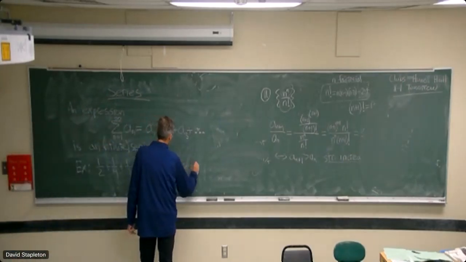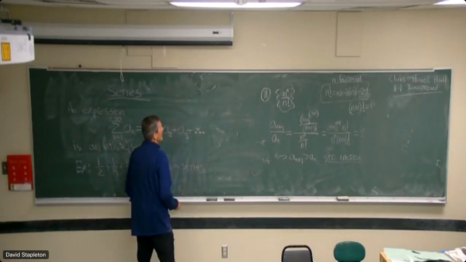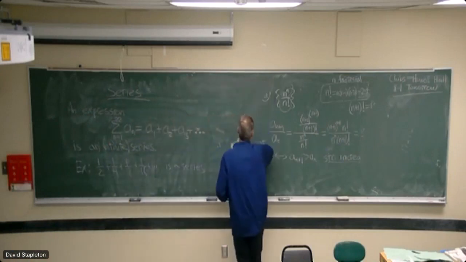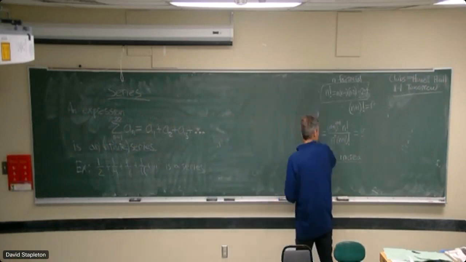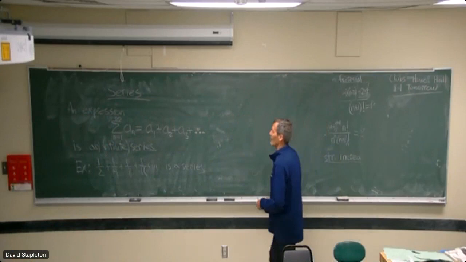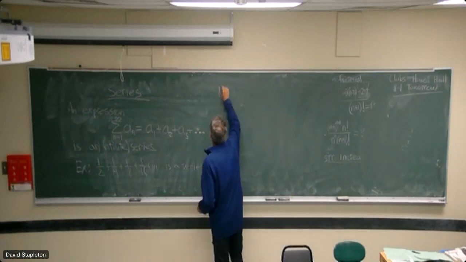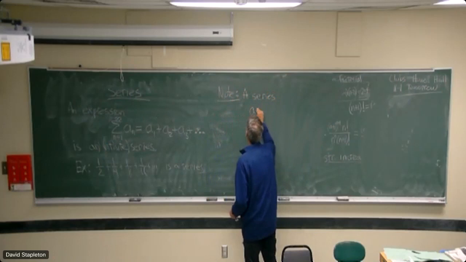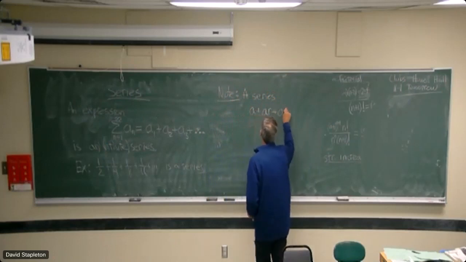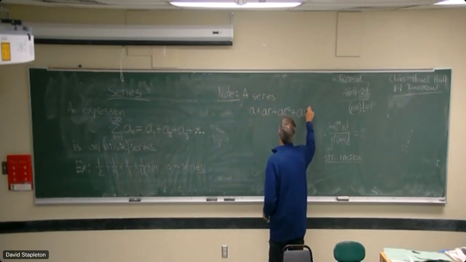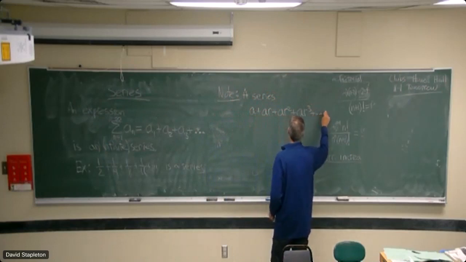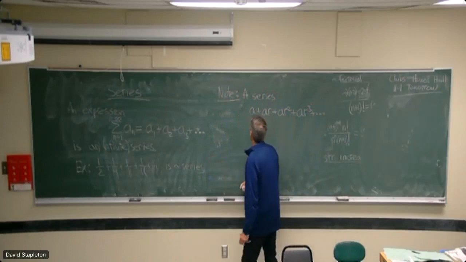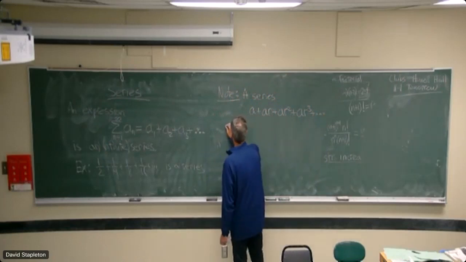This is a particularly interesting kind of series that comes up a lot in finance and other applications. Called the geometric series, this was alluded to over there. And we'll make the following note then. A series of this form, a plus ar plus ar squared plus ar cubed and so on forever, is called a geometric series.